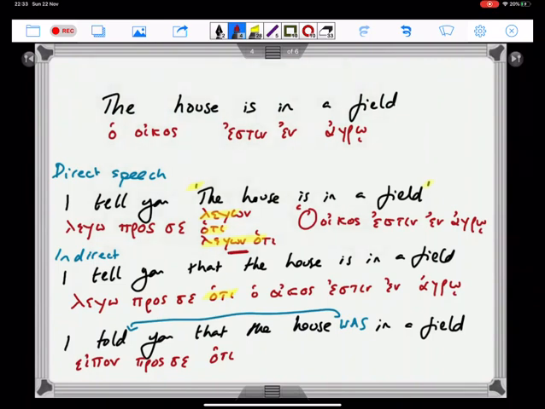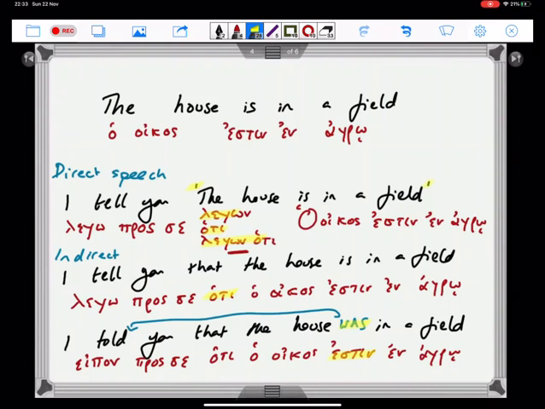So you're still going to say ho oikos estin en agro. This means you've now got a disconnect between the tense "was" in English and the tense estin, which is present in Greek. That is fine. You are providing natural English by saying "was" in English. Greek is providing natural Greek by using estin in Greek. But it will mean when you're translating it, you will have to shift tenses to write good English.